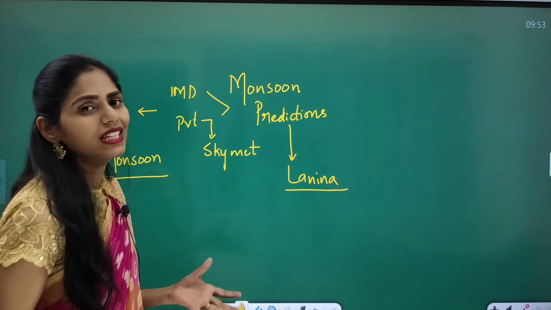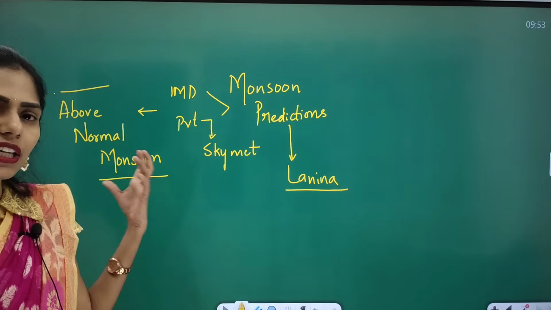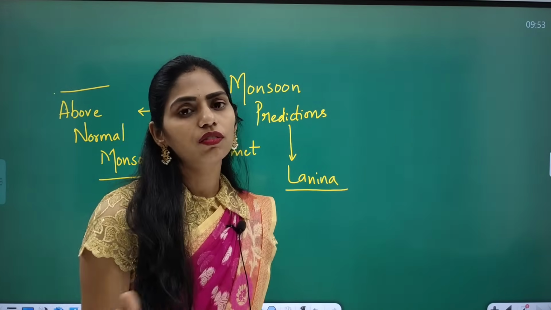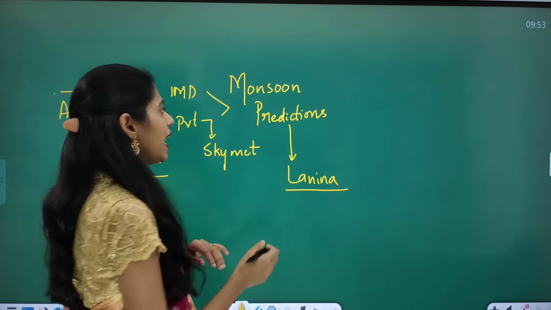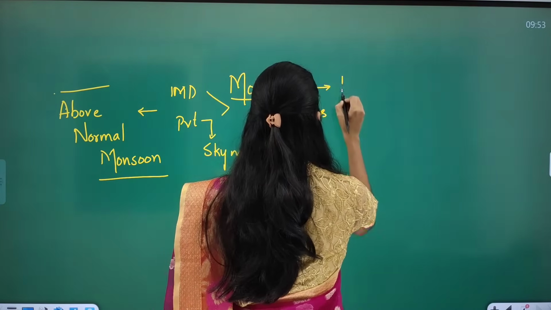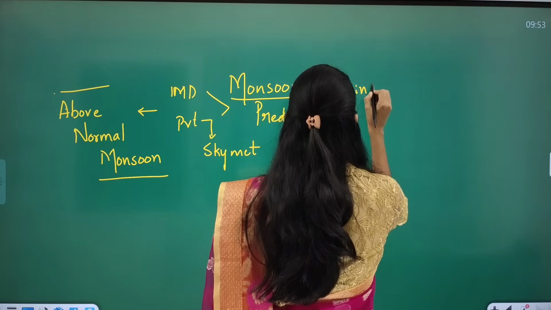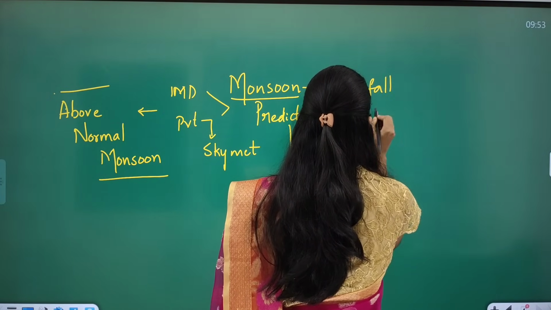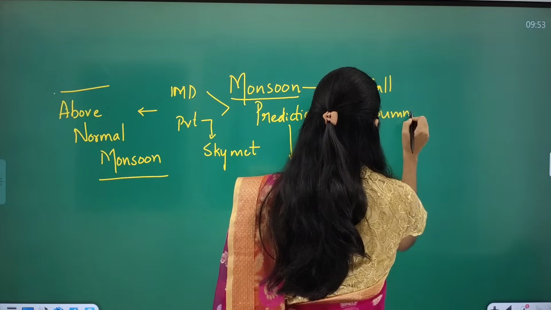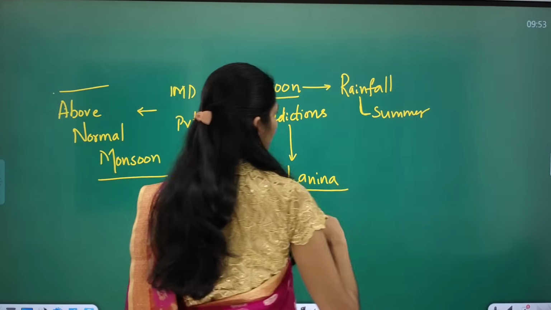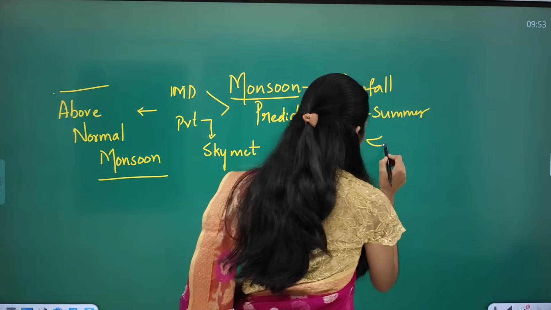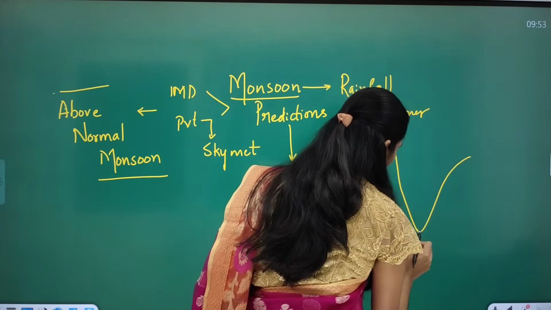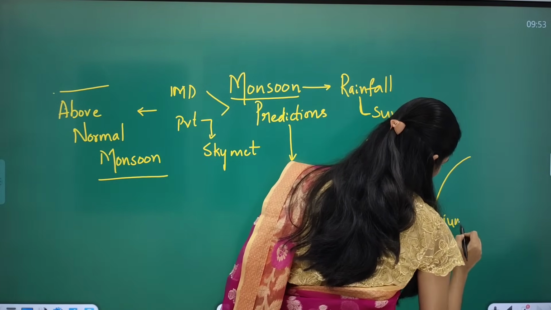Monsoon means nothing but reversal of winds, and I already described how the reversal of wind pattern happens during the summer season and winter season. This monsoon season brings rainfall in India. In which season? In the summer season. Normally these monsoon winds touch Kerala on June 1st.